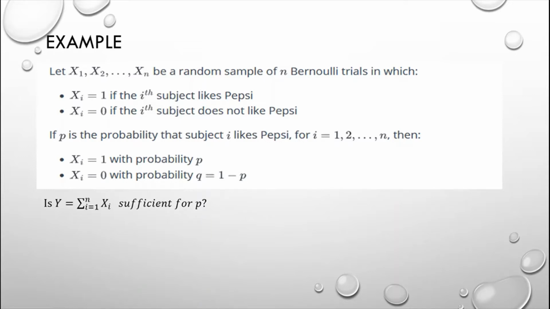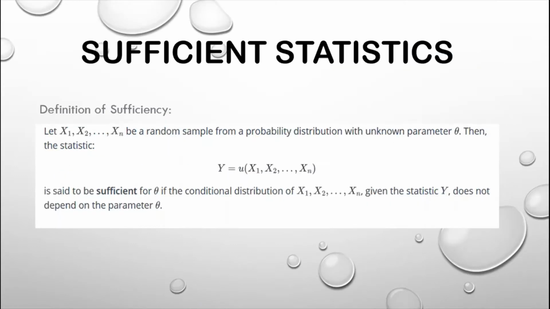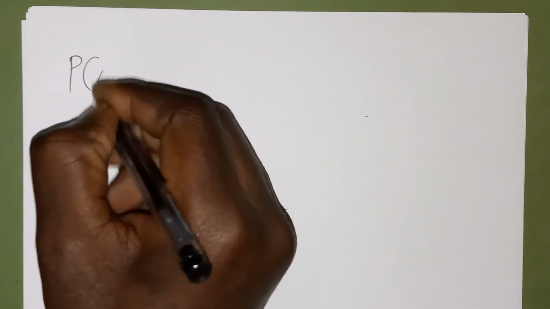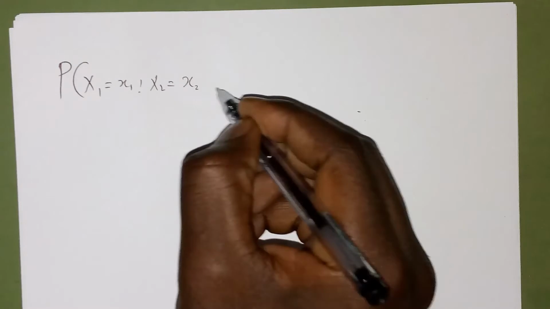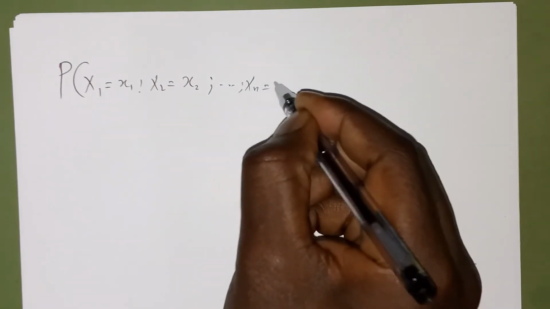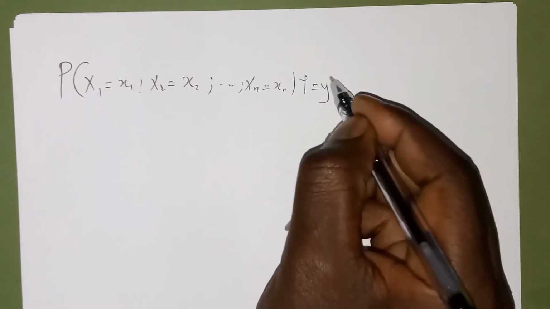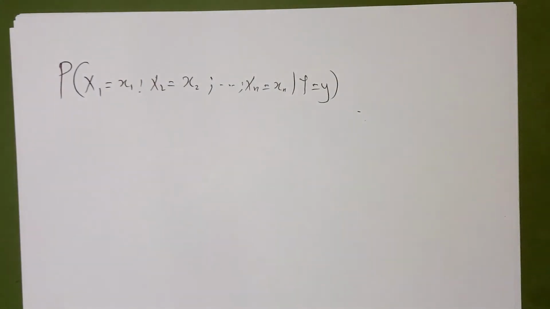Using the definition, it is saying that if the conditional distribution of x1 through xn given the statistic y does not depend on the parameter, that's when we know that it is a sufficient statistic. So here we have the probability that X1 equals x1, X2 equals x2, up to Xn equals xn, given Y equals y. This probability must not depend on p for y to be a sufficient statistic.